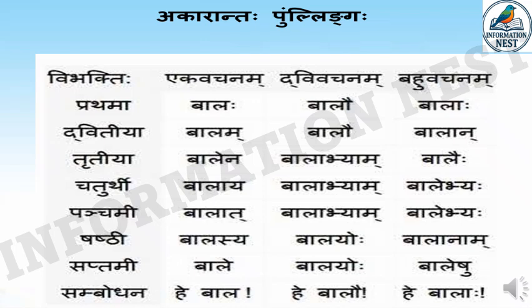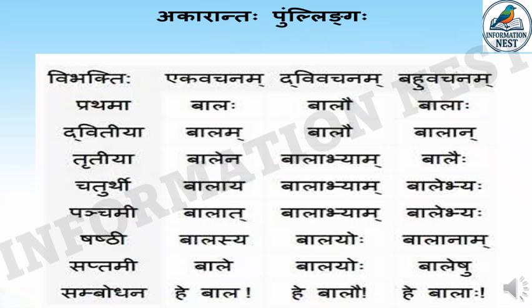Now take a look at the grid. On the top we have our three numbers: Ekavachanam 1, Dvivachanam 2 and Bahuvachanam many. On the left we have the 8 Vibhaktis or cases. Think of these as the roles a word plays in a sentence. First is Prathama Vibhakti, which is nothing but the subject. When a boy is doing an action, we use the first row. Balaha, Balau, Balaha. One boy, two boys, many boys.